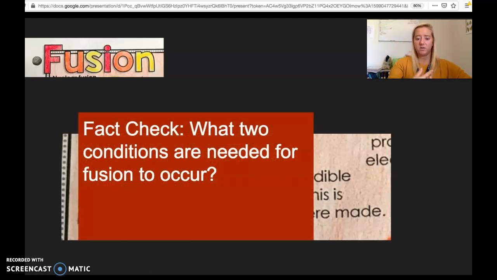Fact check: what are two conditions needed for fusion to occur? Just talked about it. It is pressure and heat. High pressure, high heat.